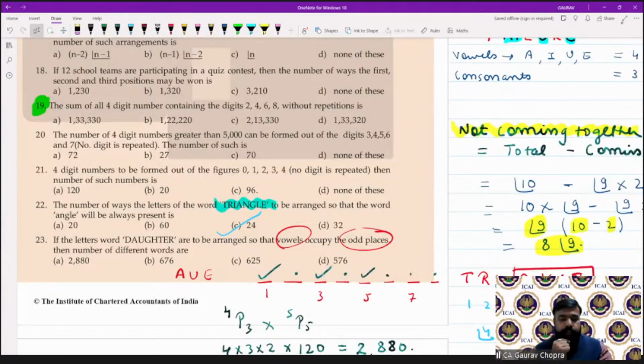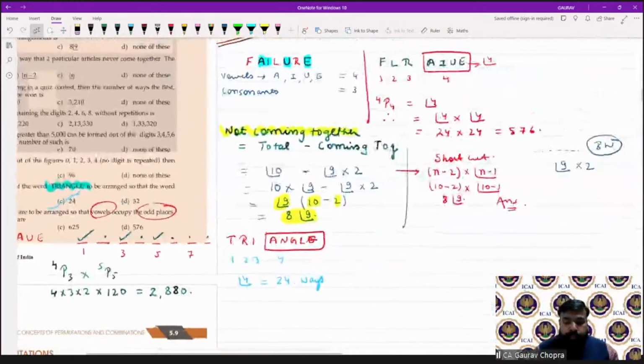Now the last one, let's see one more question, 20. The number of four-digit numbers greater than 5,000 that can be formed out of the digits 3, 4, 5, 6, and 7. So we have to form a four-digit number which should be greater than 5,000. Let's make some space here.